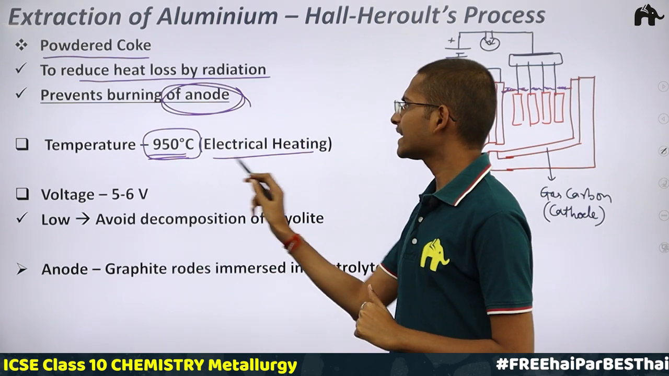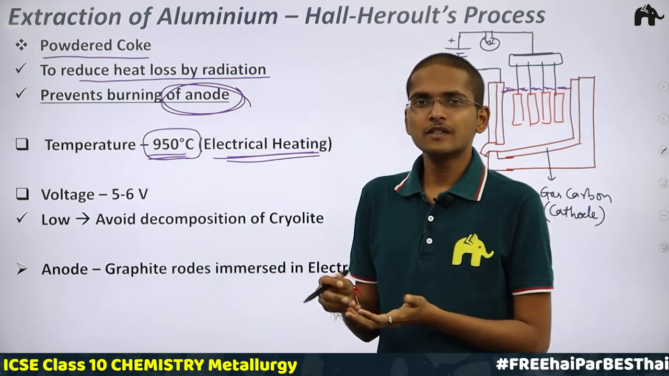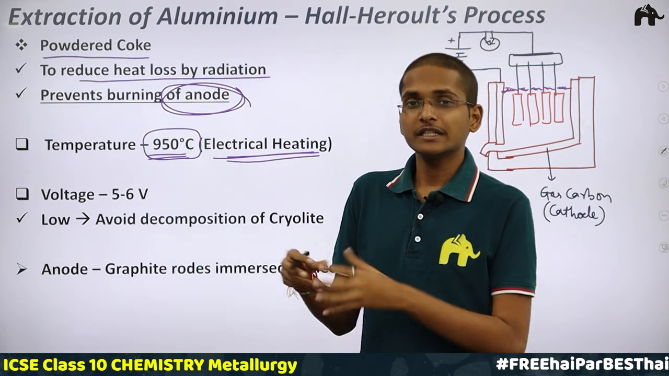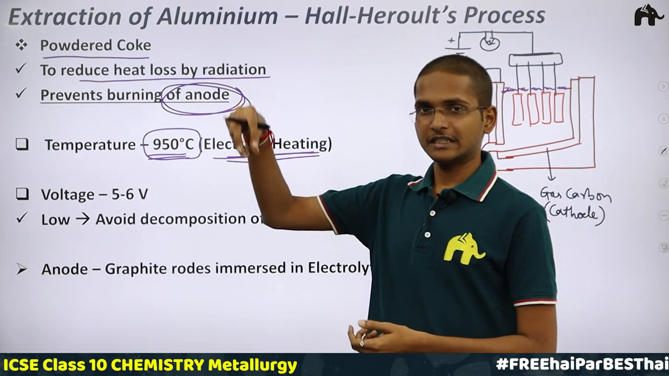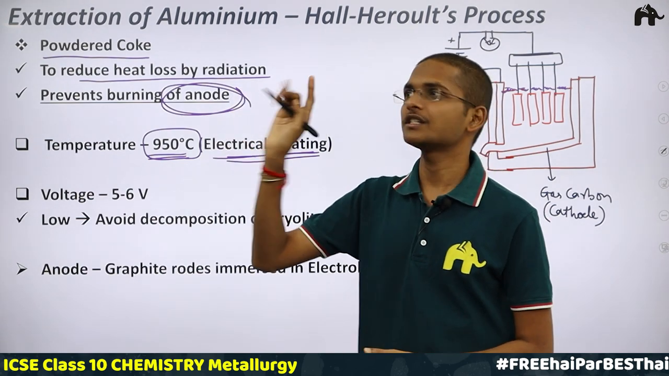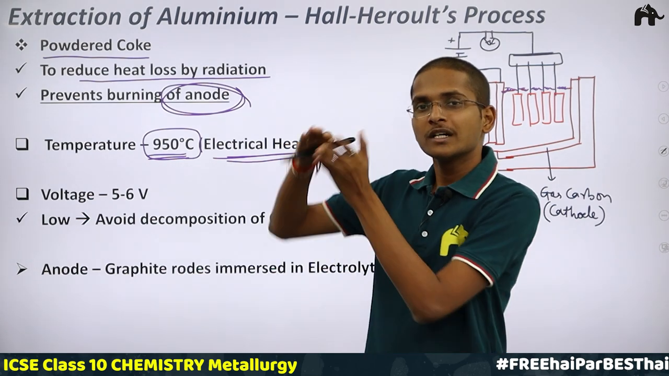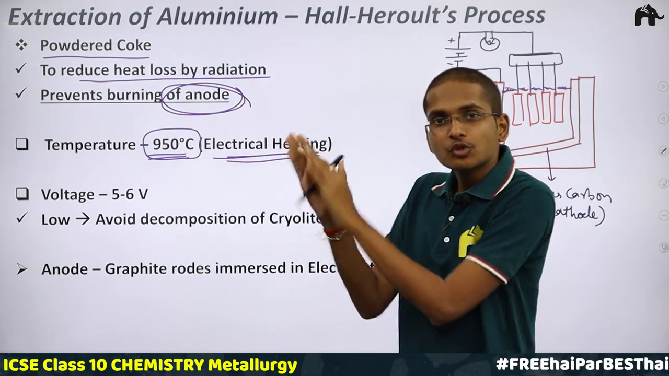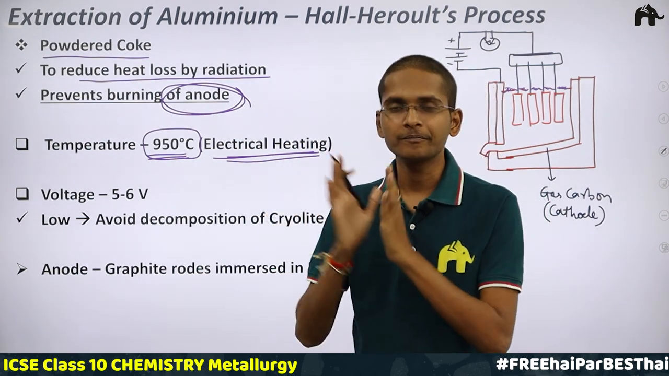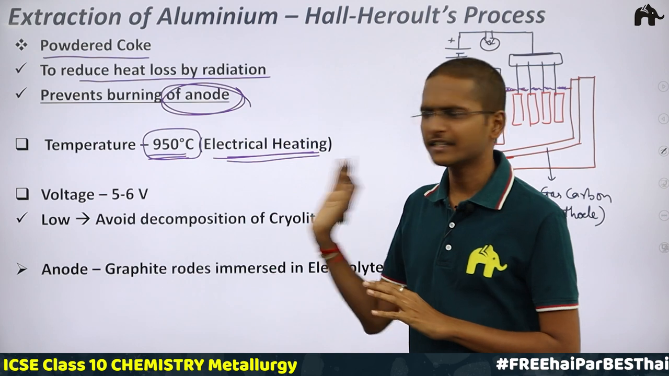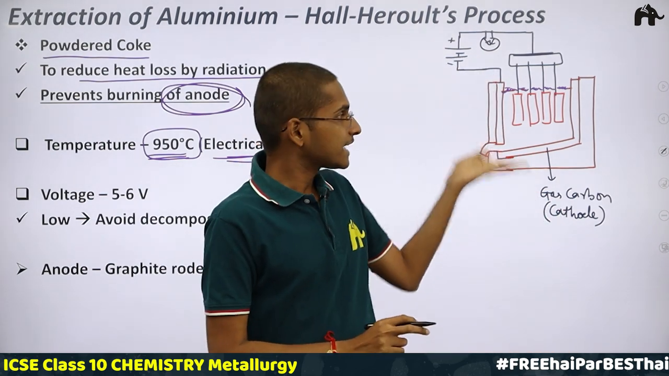And how are we heating? By electrical heating. Now, what is this electrical heating? You may have used electrical heaters in your home for heating water. We just immerse the heater into the water, plug it in and switch on. So the electricity is converted into heat energy, and that heat energy is given to the water and our water becomes warm, right? So that is electrical heating. The same type of heating we are using here in order to heat the electrolyte mixture.